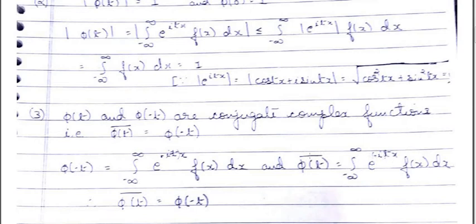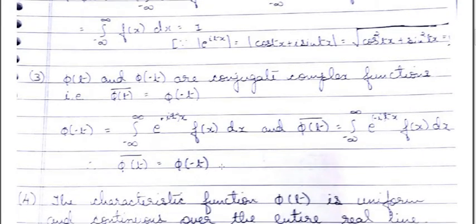So that here we put the bar, this becomes negative, so both become conjugate complex functions, because of the reason that phi t is equal to cos tx plus i sin tx and phi of minus t is equal to cos tx minus i sin tx. So this bar indicates the negative value, so that here we have minus itx, here also we have minus itx, so phi t bar is equal to phi of minus t fx dx. So phi t bar is equal to phi of minus t.